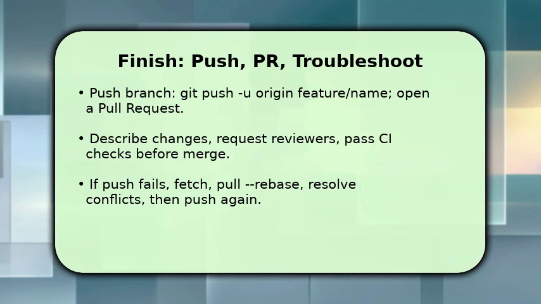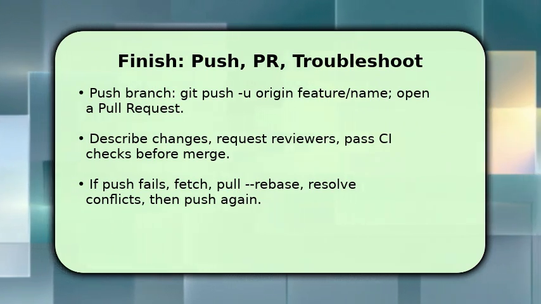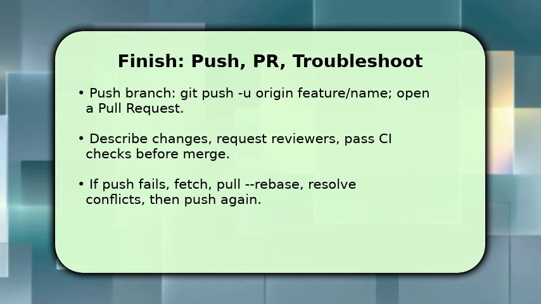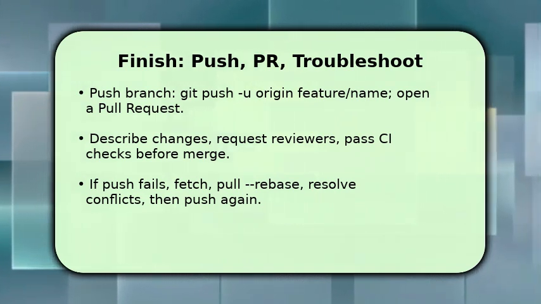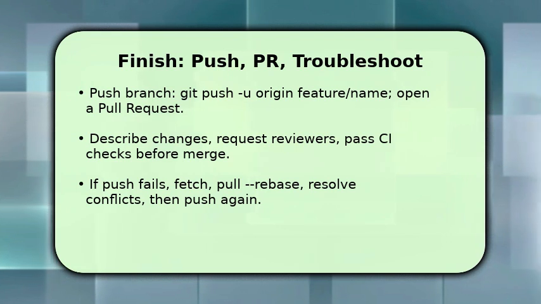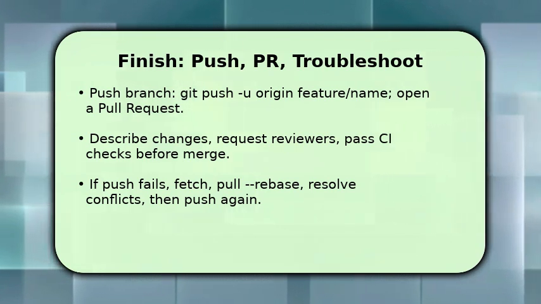If a push is rejected, fetch and git pull --rebase origin main to replay commits, resolve conflicts in affected files, stage the resolutions, and continue the rebase. Then git push will succeed. That conflict resolution step is the key trouble.